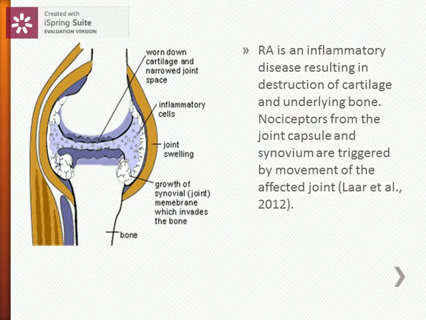RA is an inflammatory disease resulting in destruction of cartilage and underlying bone. Nociceptors from the joint capsule and synovium are triggered by movement of the affected joint. As you can see here in this picture of a bone, a difference between osteoarthritis and rheumatoid arthritis. So osteoarthritis and rheumatoid arthritis also both have cartilage destruction. There is much greater inflammation of the joint capsule and the synovial membrane in rheumatoid arthritis.